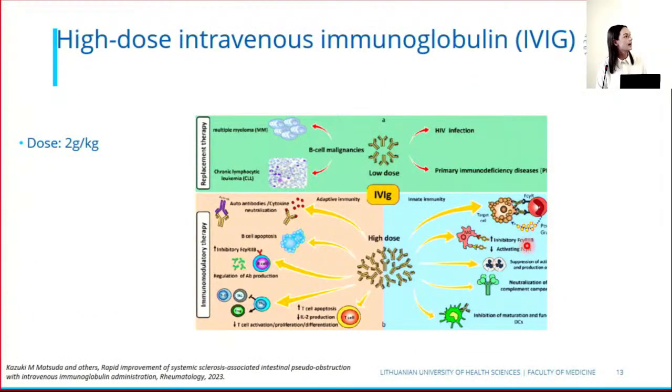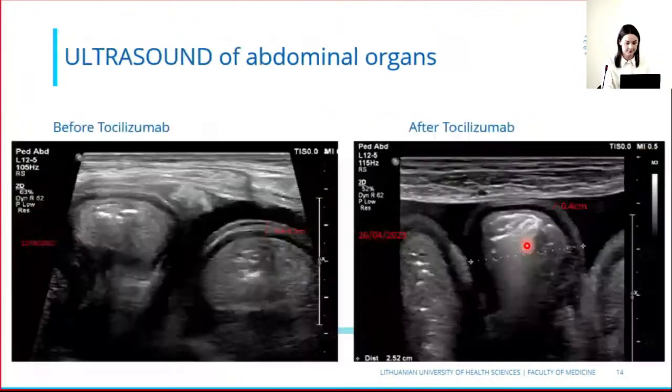Also, before immunotherapy, we noticed that our patient had secondary immunodeficiency of immunoglobulin G, and we gave a high dose of intravenous immunoglobulin. The dose was 2 grams per kilogram. We think that this secondary immunodeficiency was caused by the autoimmune disorder. The dose of 2 grams per kilogram we divided over 5 days.